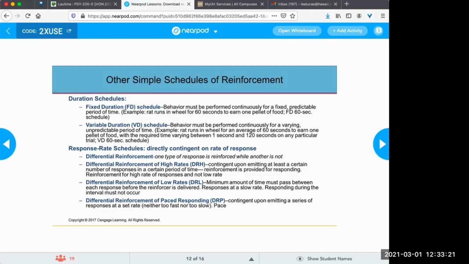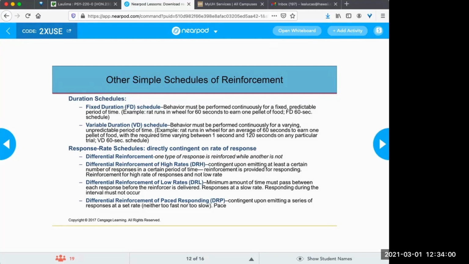Differential reinforcement of low rates is where a minimal amount of time must pass between each response before the reinforcement is delivered. So this is steady as you go, kind of pace to an extent. The responses are at a slower pace, and the person must respond at the pace that we designate for them. Responding during the interval must not occur.